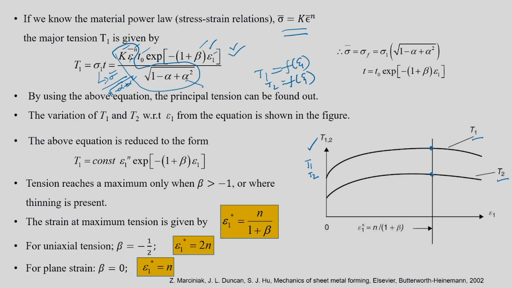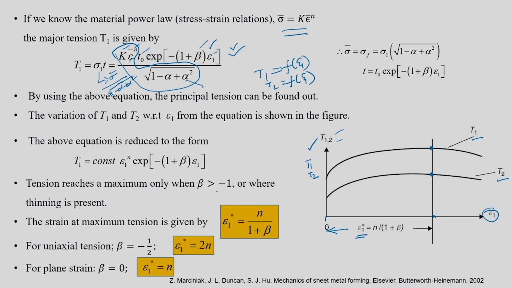Right. So, if you want to find this maximum tension, then you can get it by taking dT1 by d epsilon 1 as 0, and if you solve it, you will get epsilon 1 star equal to n by 1 plus beta, and this value will be from 0 to this. You can solve it and find out, or you can do it graphically also. You can choose k, n, T naught, beta, epsilon, alpha, and if you change epsilon 1 as a variable, you will get T1 and T2 in this way, and only for beta greater than minus 1 you will get this kind of situation.